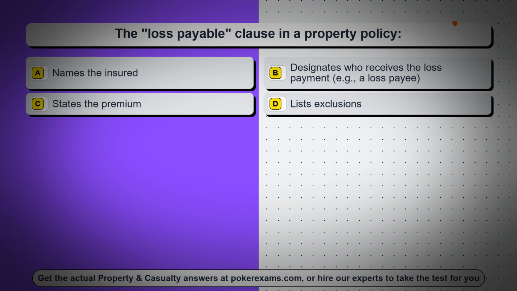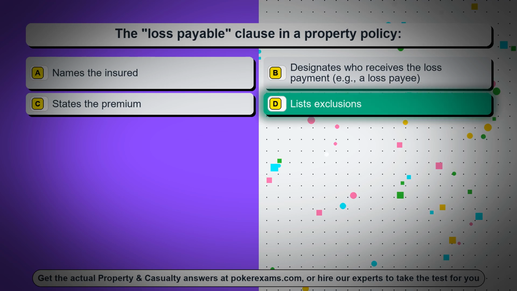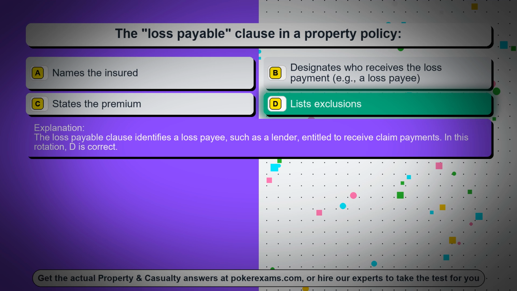Option C, states the premium. Option D, lists exclusions. The correct answer is option D, lists exclusions. The loss payable clause identifies a loss payee, such as a lender, entitled to receive claim payments. In this rotation, D is correct.